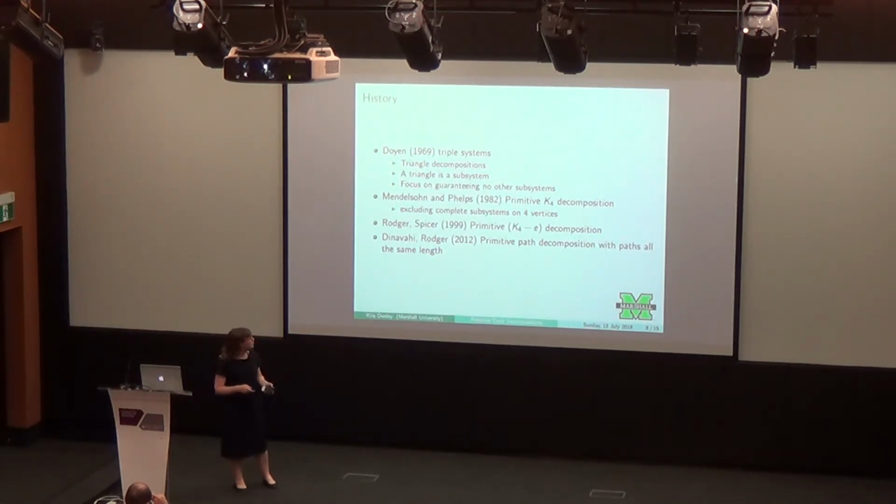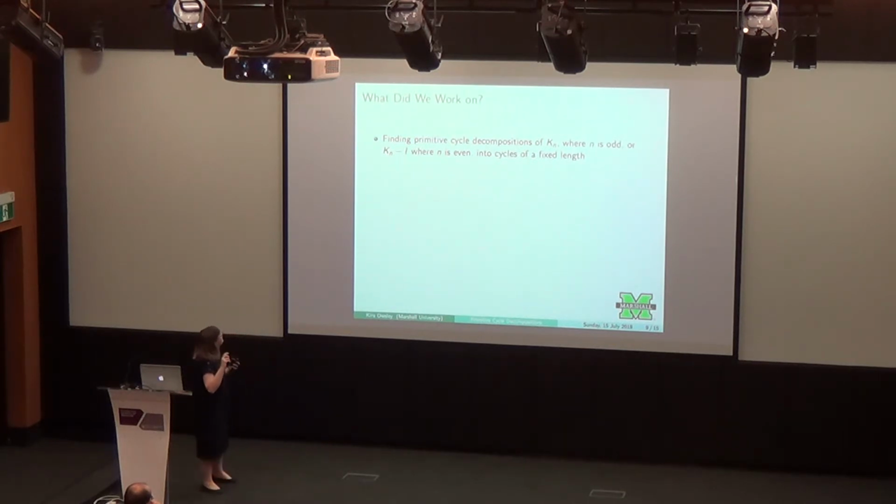In 1982, Mendelssohn and Phelps showed the existence of primitive K4 decompositions, so they took a graph and decomposed it into smaller graphs of K4, and yet again, not paying attention to the fact that K4 is on its own a sub-decomposition of the larger graph. Roger and Spicer in 1999 showed the existence of a primitive K4 minus edge decomposition. And lastly, Dinovaki and Roger in 2012 showed the existence of primitive path decompositions with each path having the same length.